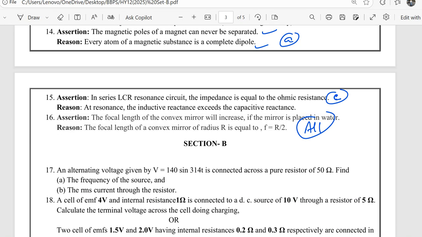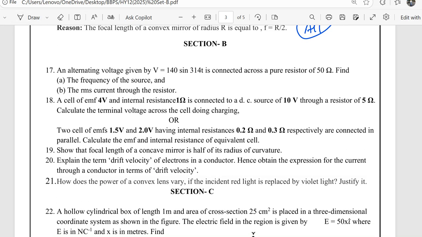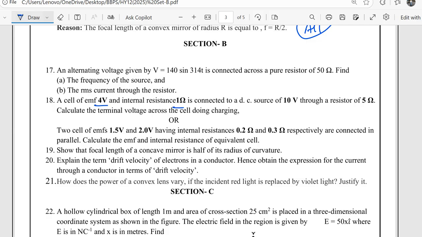Okay, so next question number 18, that is different. A cell of EMF 4 volt and internal resistance. So EMF E is given, internal r 1 ohm is given, and a DC source of 10 volt. So what will happen to the net EMF, net voltage? Because it is being charged, that will become 10 minus 4, which means 6 volt. External resistance 5 ohm. Calculate the terminal voltage during charging.